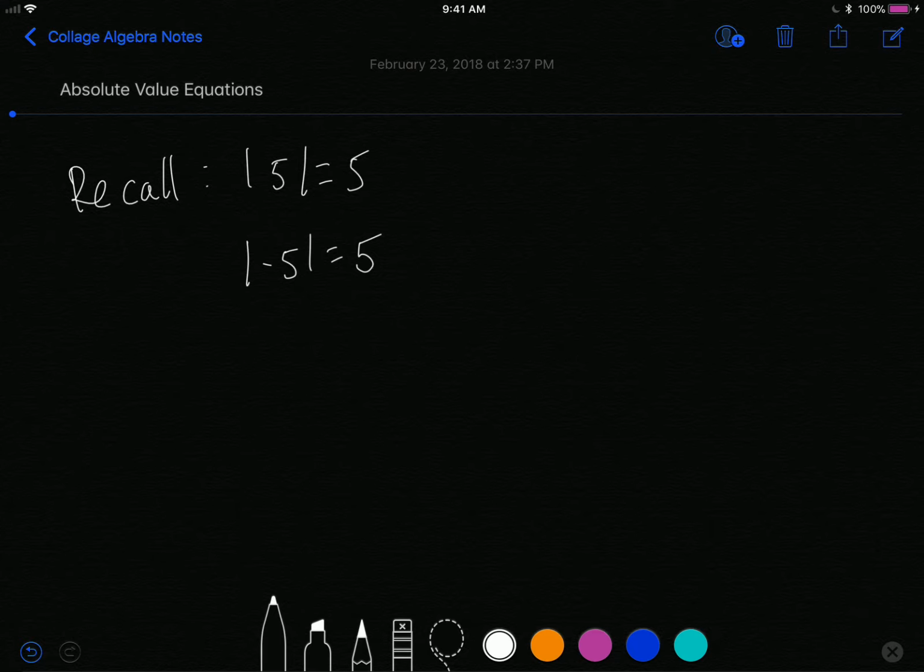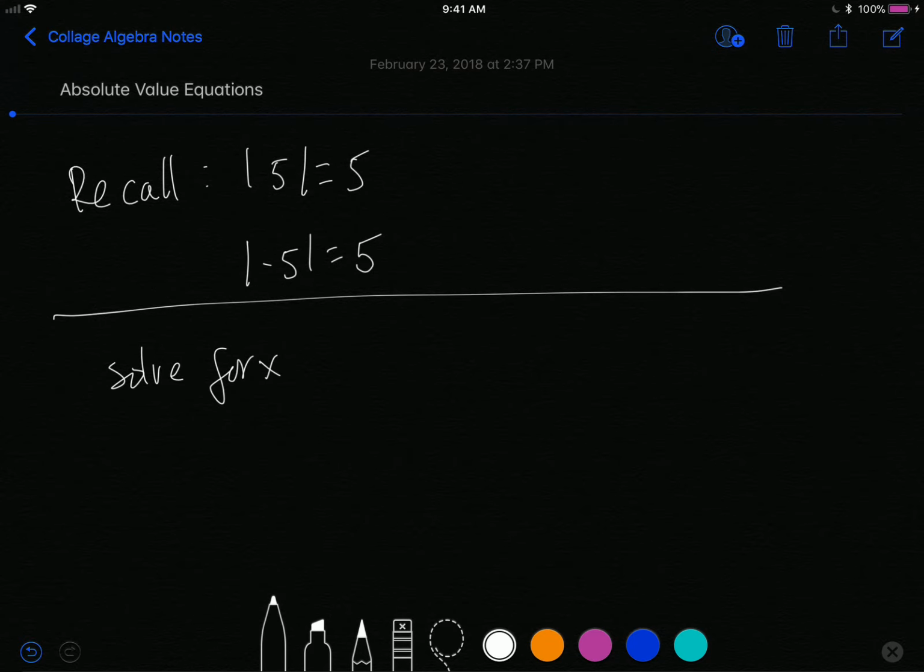And what we're going to do is use this knowledge right here to solve this problem. If I were to ask you, what if the absolute value of an unknown number is 5, and I say, what is that number? Well, you should be able to figure out that that number has one of two possibilities. It is either plus or minus 5. And that takes us to our first rule for solving absolute value equations.